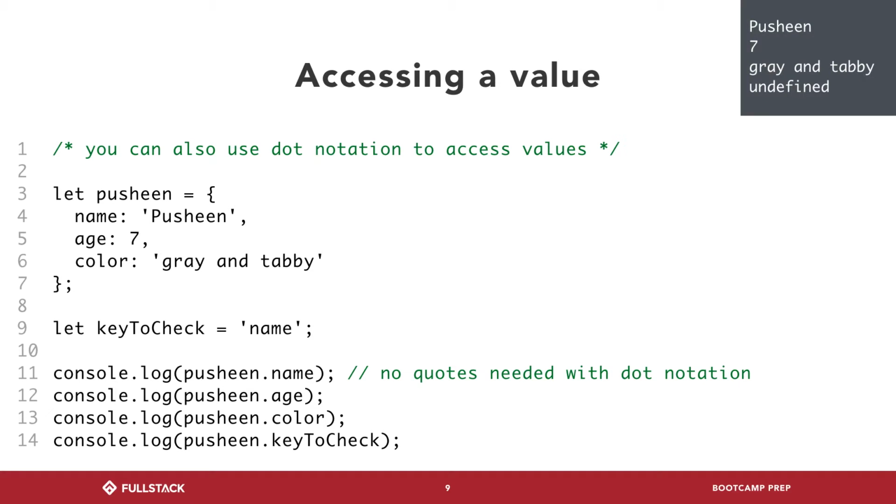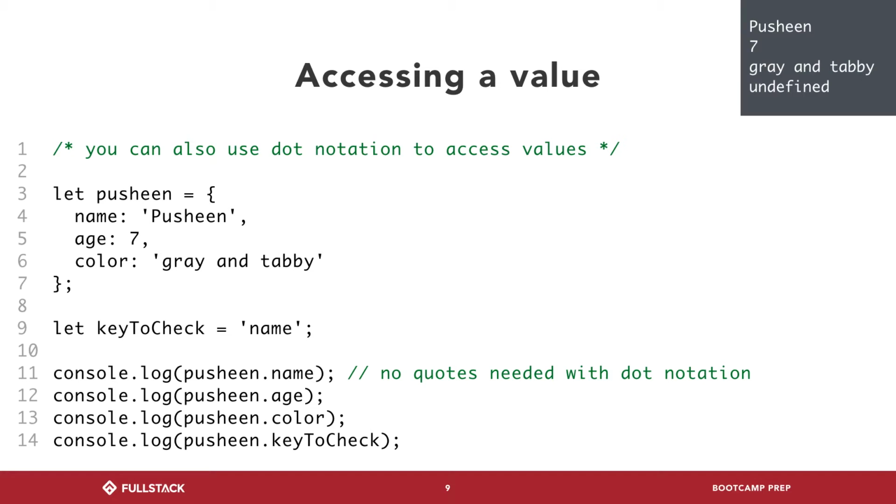So even though on line 9 here we have key to check goes name, when we do Pusheen.key to name, JavaScript will say, oh, you actually are looking for a key called key to name, and that's why we get back undefined up here. So that notation has its limitations.